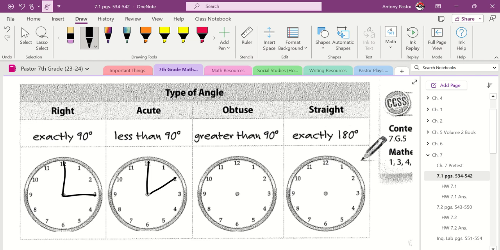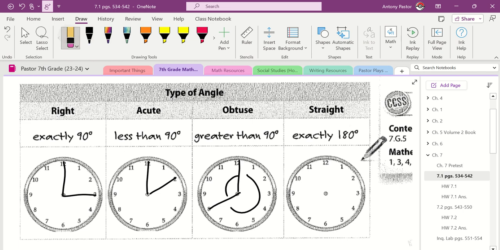The third type is an obtuse angle, which is greater than 90 degrees. So if I started at 12, what numbers can it point to? 4, 5, 7, 8, 9, 10, 11. Okay, so it can be 4, it can be 5, it can be 7. Now you're kind of pushing it close. After 7, what do we have? 8, and that's it. We can't do anything else because it depends if this is the angle or if this is the angle.